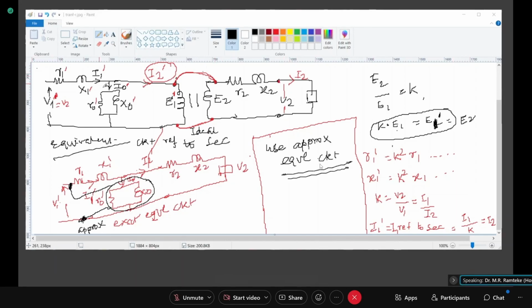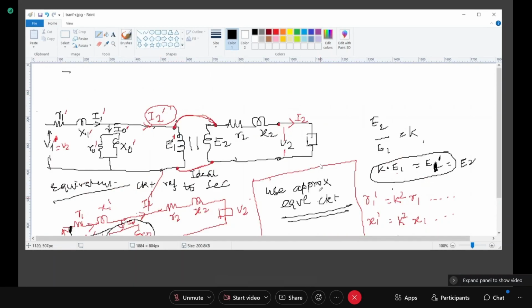So actually, I1 minus I0, some current will be there. I1 minus I0, without referring it to either side, will be the current flowing through this, and that current will be the equivalent of the secondary current, and that's why I have put it there. Symbolically, I2 dash plus I0 dash will be equal to I1 dash. Clear?